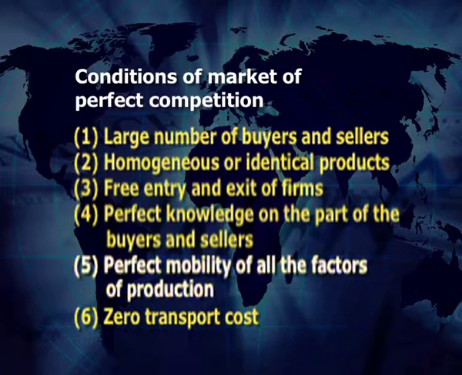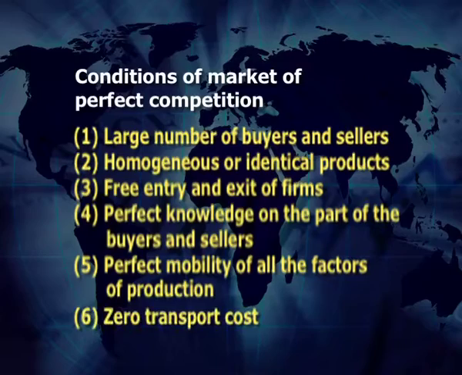Number 5, perfect mobility of all the factors of production. In the market of perfect competition, there is a perfect mobility of factors of production, which are land, labor, capital and entrepreneur. This implies that the various factors of production move freely from one occupation to another occupation, from one place to another place and from one use to another use. Therefore, all the units of a particular factor of production can get maximum and equal remuneration in the market. Sixth is zero transport cost.